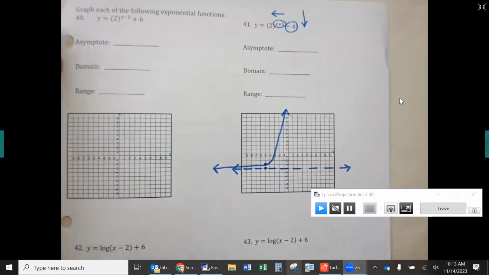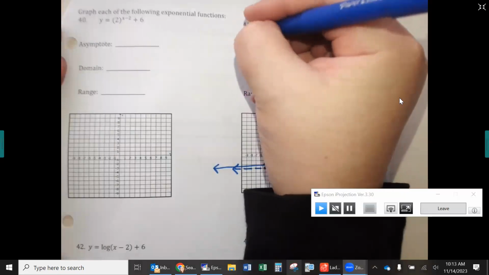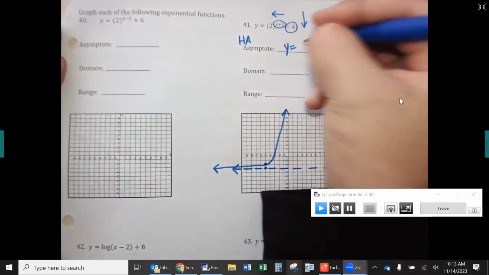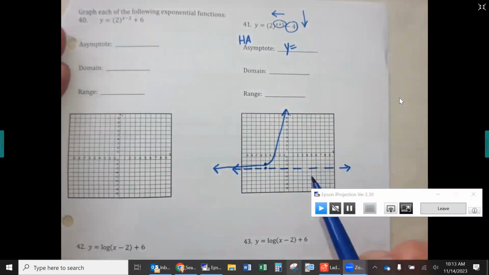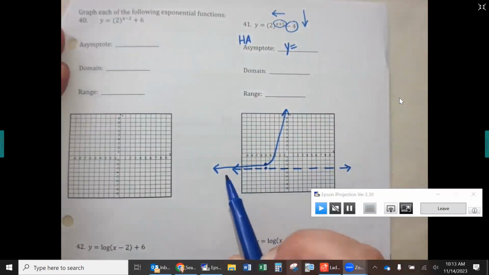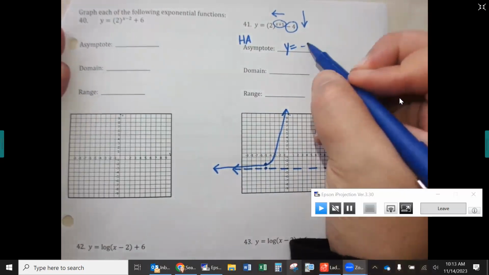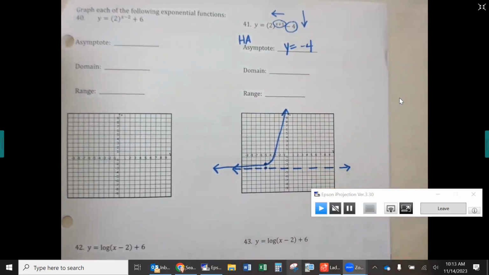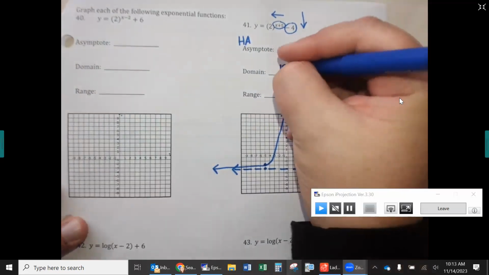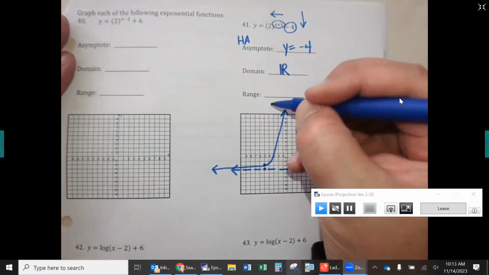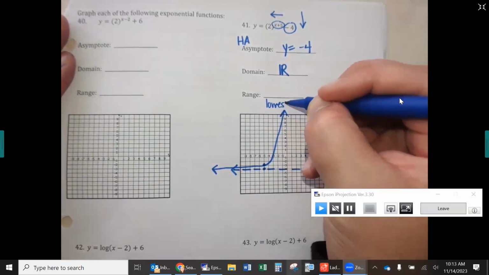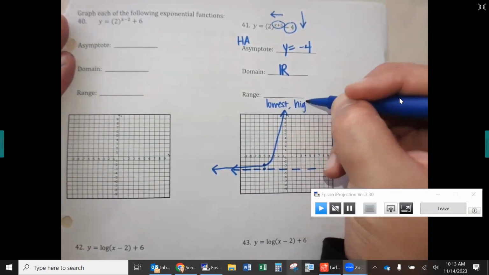For exponentials, it's a horizontal asymptote. What is the equation going to be for that line? Y equals what? That I can't touch, -4. Thank you. What is the domain of that graph to the sides? All real numbers. Good job. That's right. And then what is my range? Lowest comma highest. -4 to infinity. Very good.